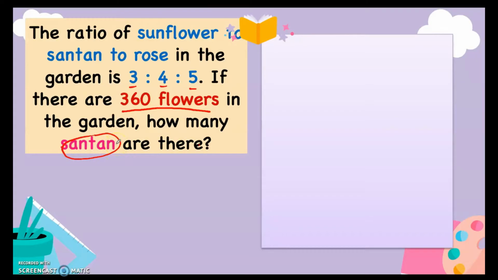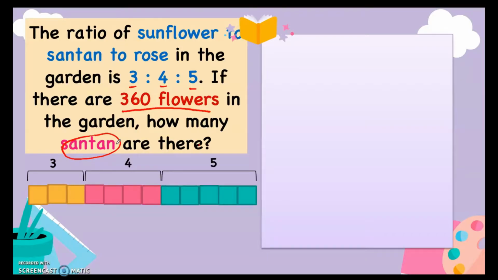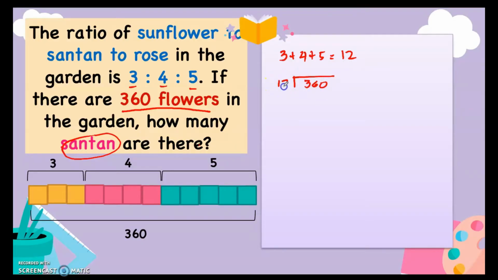So to visualize this, we need to create this model. We have here 3 parts for the sunflower, 4 parts for the santan, and 5 parts for the rose. Even if the question is the santan only, we need to get the value of each part. And the total is 360 flowers. So for our step 1, we add the terms in the ratio. We have here 3 plus 4 plus 5. So we have 7 plus 5, that is 12. And then the second step would be divide the total by the sum of the terms in the ratio.